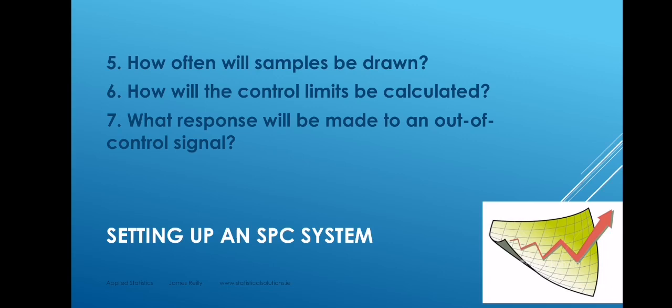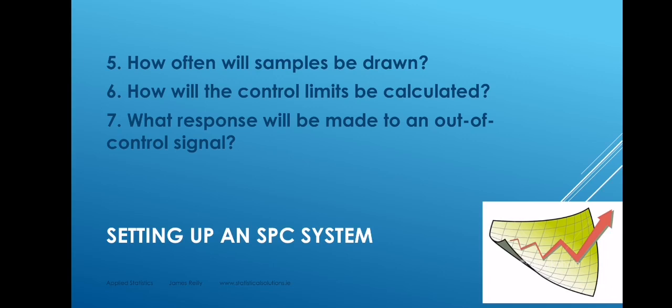6th question is, how will the control limits be calculated? And the answer here is that we use the process data to inform us about what the process is able to do, and we base our control limits on the ability of the process, on the capability of the process.